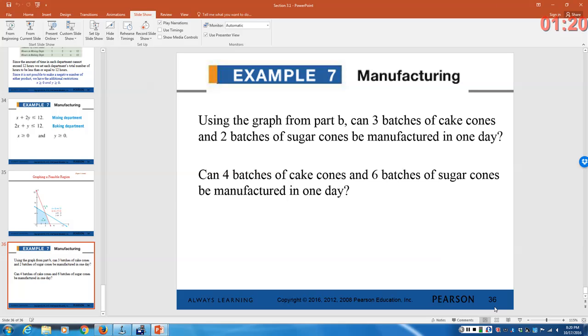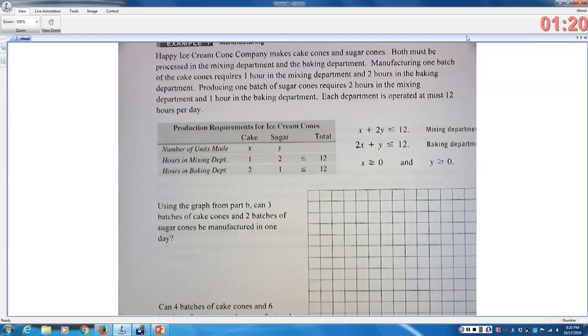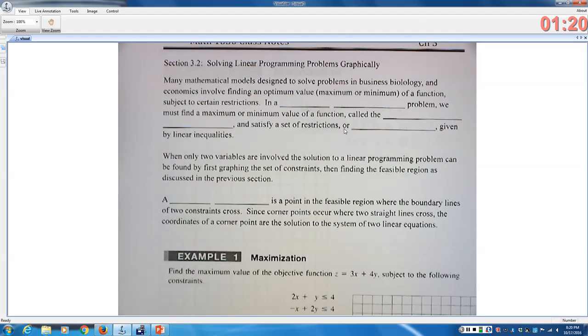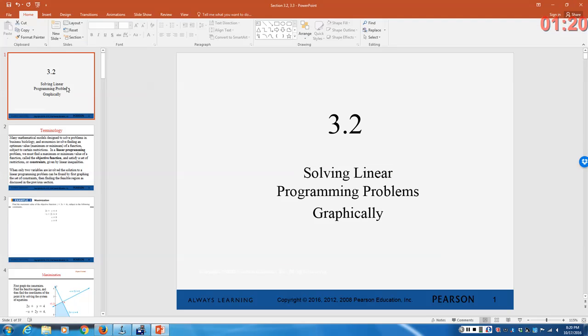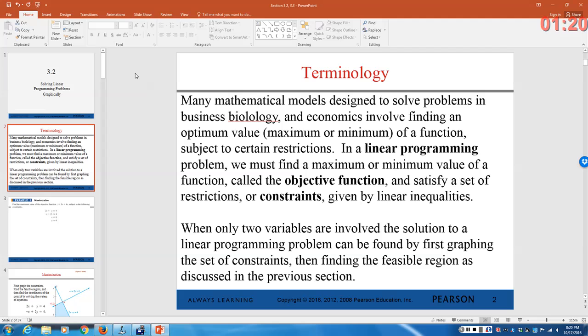So at this point, I'm actually going to switch over to the next set of problems, which is on a different PowerPoint, because I broke the PowerPoints up. We're going to talk about solving linear programming problems graphically, but we're going to add one more item to that. So we're still graphing linear inequalities and systems of them. But now we're going to have to add what's called an objective function.